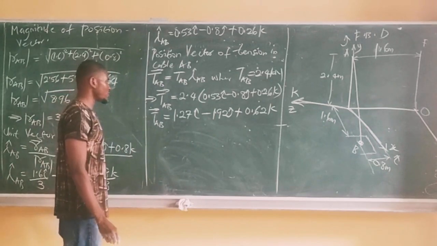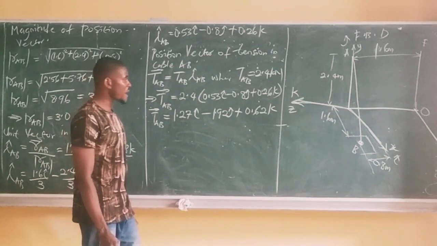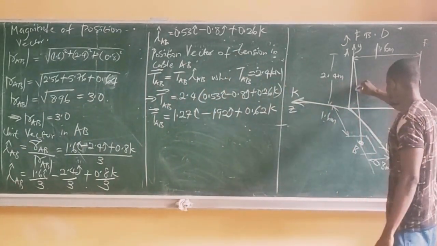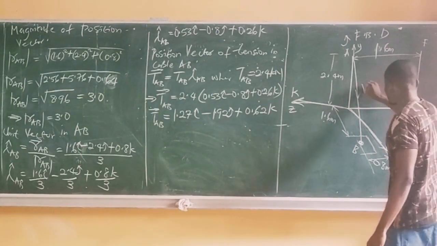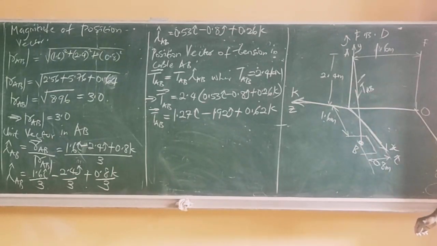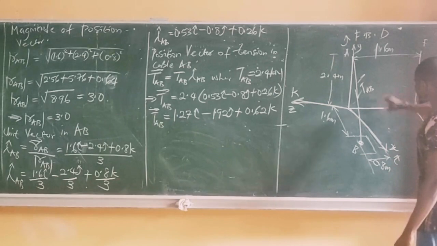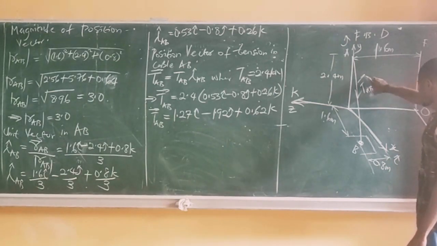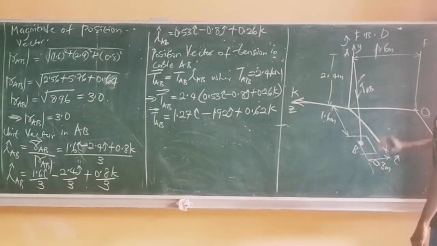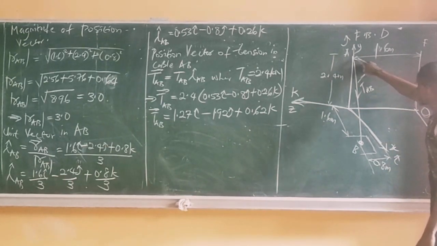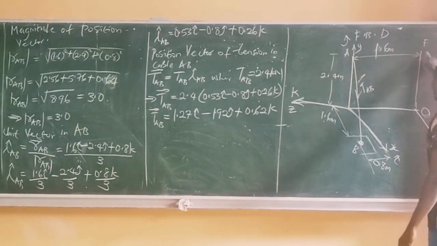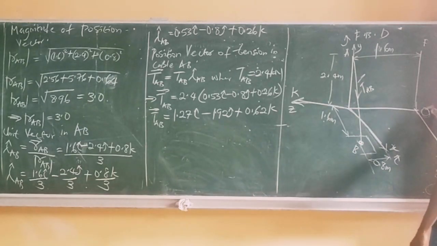The question says we should find the moment about point O, the moment of the force in this cable. Moment is simply force times distance. So it is the tension force, the position vector of the tension gotten here, times the distance it makes about point O. This is point O, the origin, and the distance from point A to point O is 1.6 meters.